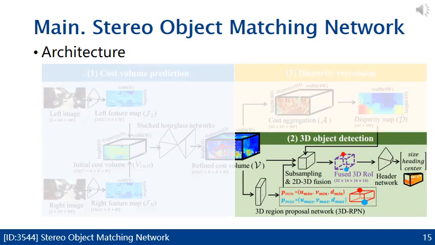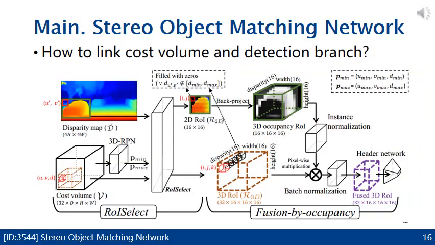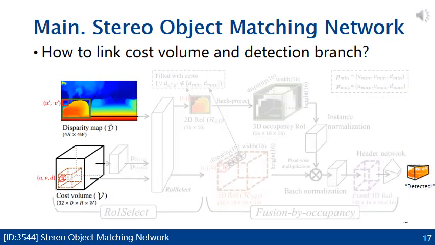Then let us describe the details of our detection branch, including the bridges that smoothly link the coarse volume and the detection branch. This is a brief sketch of the inside of the detection branch, which consists of ROI Select, Fusion by Occupancy modules, and the header network. Simply, given the shared coarse volume and the estimated disparity map from the regression branch, the detection branch infers 3D vehicle information such as the vehicle's position and heading information.